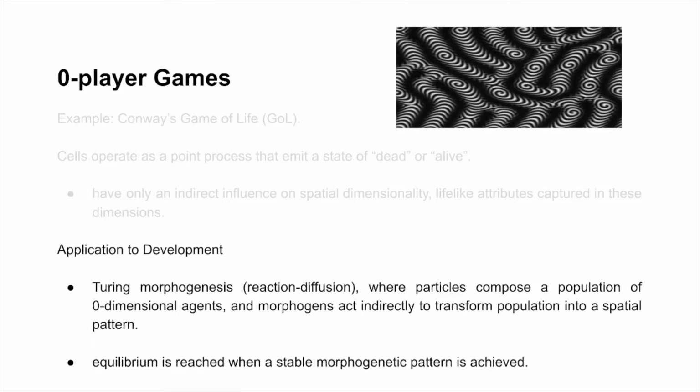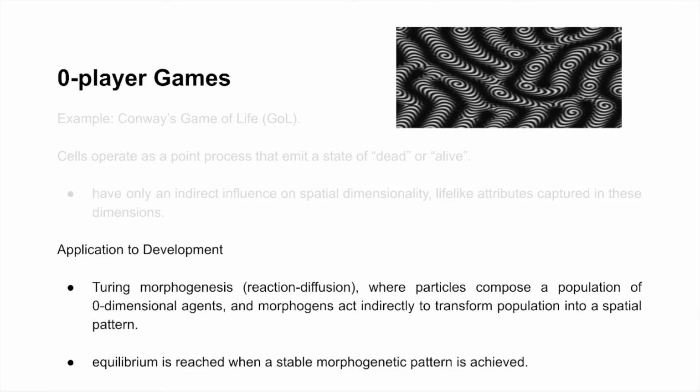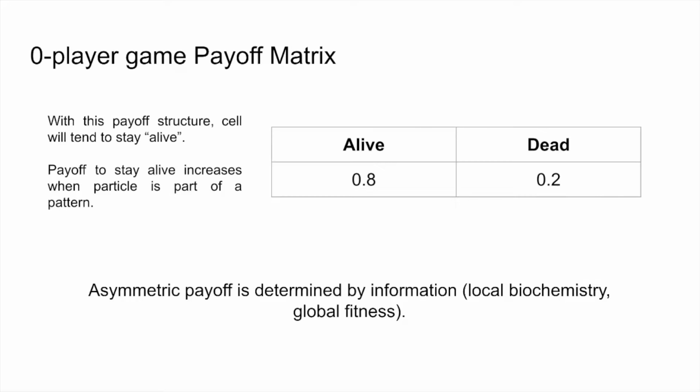An equilibrium is reached when a stable morphogenetic pattern is achieved. So under developmental game theory, we can reach equilibria just like we can in normal game theory, but it's a little bit different in terms of where this limit is.